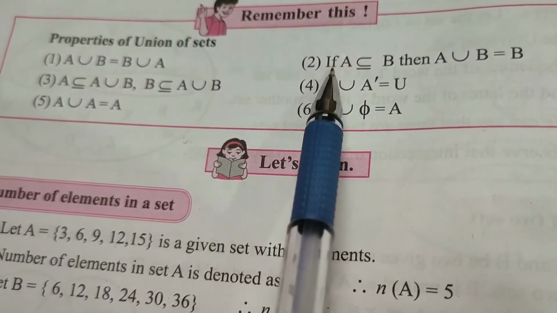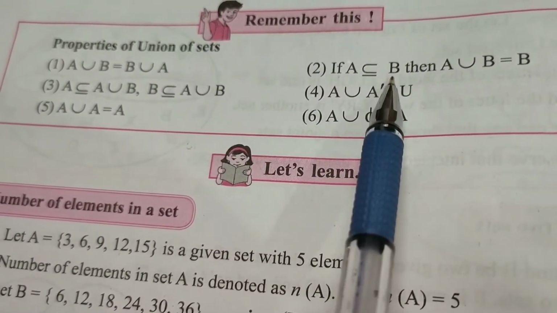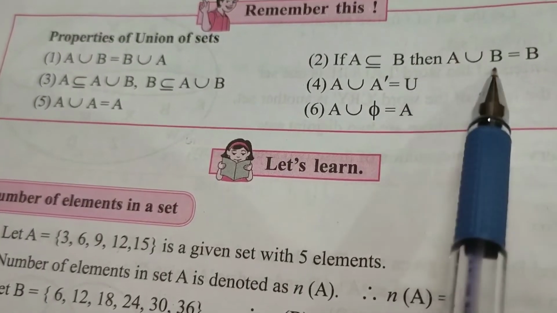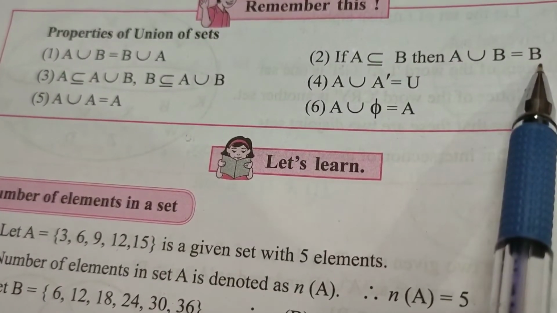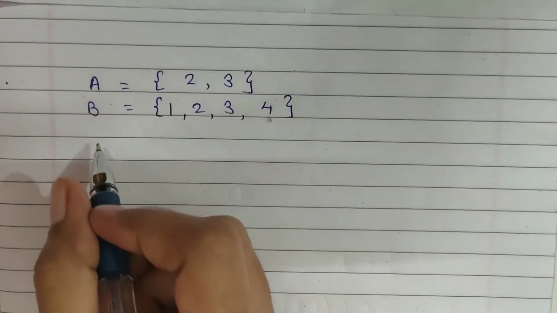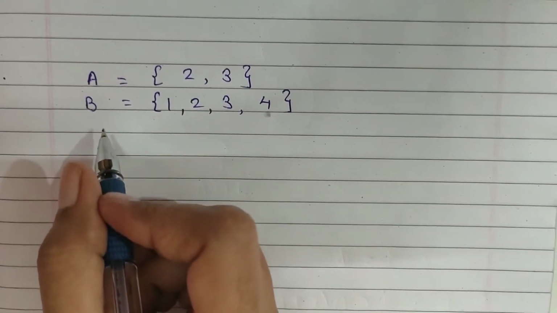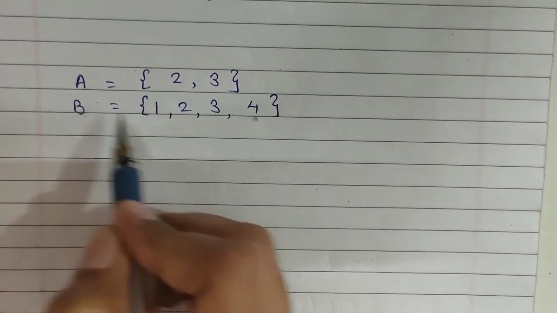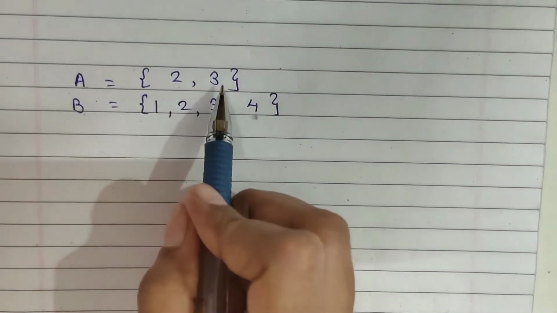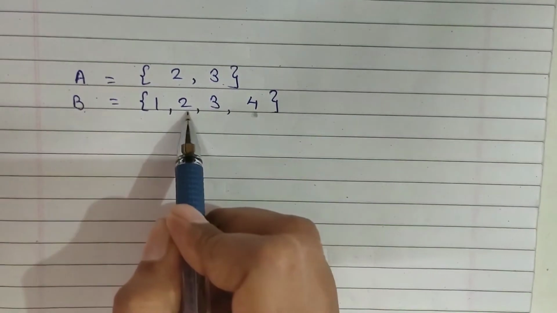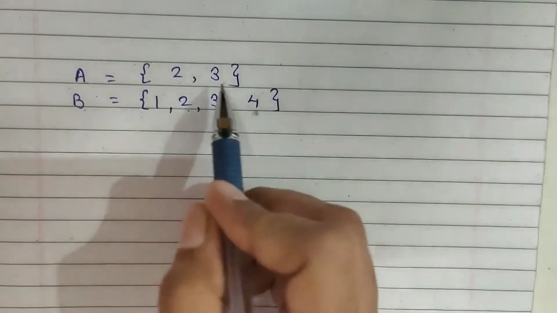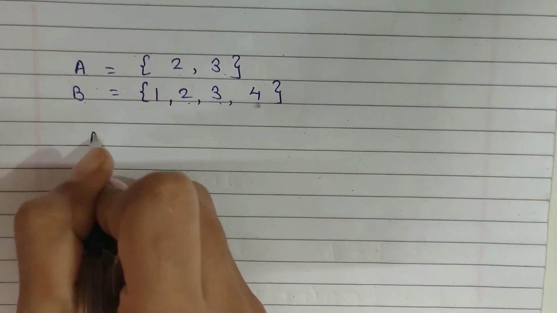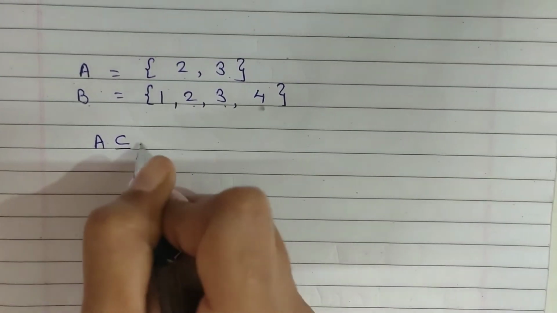Let's see the next property. If A is a subset of B, then A union B is equal to B. Let's understand this property through an example. Here I have set A and set B. You can see all elements of set A are present in set B also. So A is a subset of B.